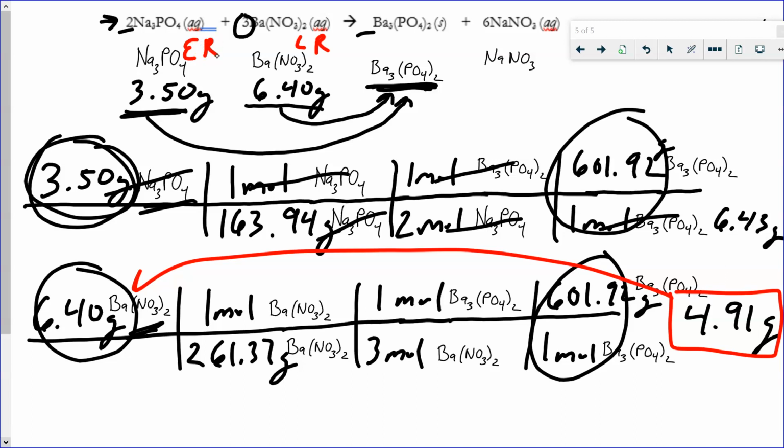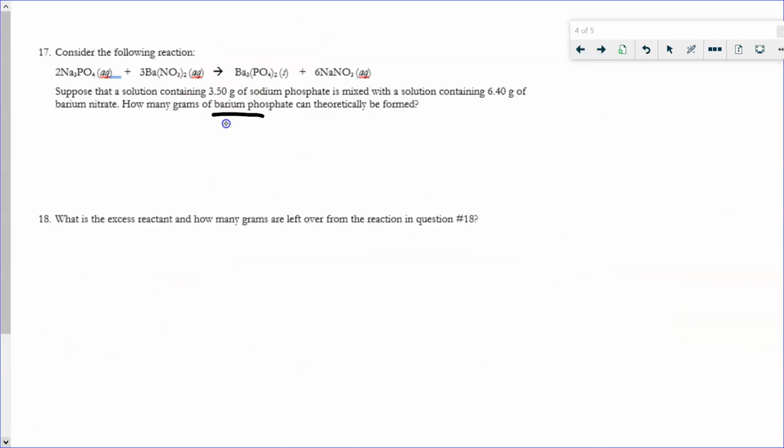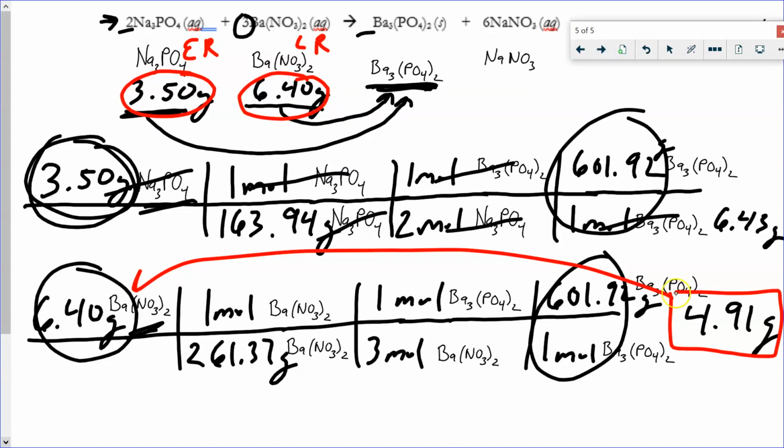That means when I use up all 6.4 grams of the barium nitrate, I'm going to use some of this 3.5 grams of sodium phosphate, but not all of it, and we're going to now figure out what that is. Going back to the question, it asks us how many grams of the barium phosphate would be produced, and that's what we just figured out. It would be this 4.91 grams right here.